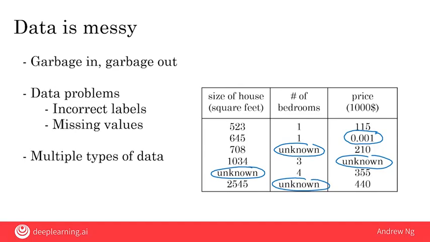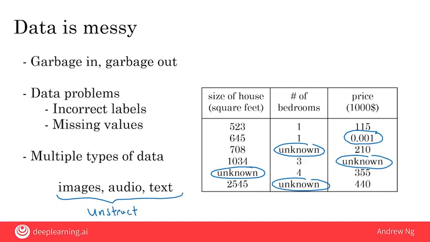And there are also multiple types of data. For example, sometimes you hear about images, audio, and text. These are types of data that humans find very easy to interpret. There's a term for this. This is called unstructured data. And there are certain types of AI techniques that can work with images to recognize cats, or audio to recognize speech, or text to understand if an email is spam.